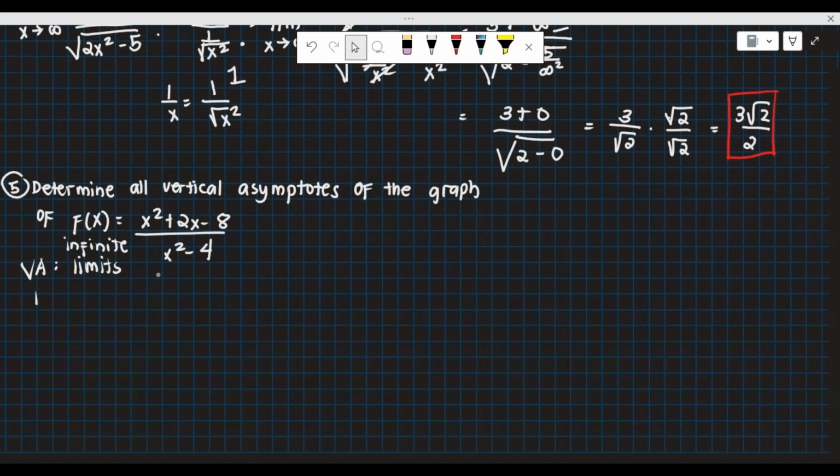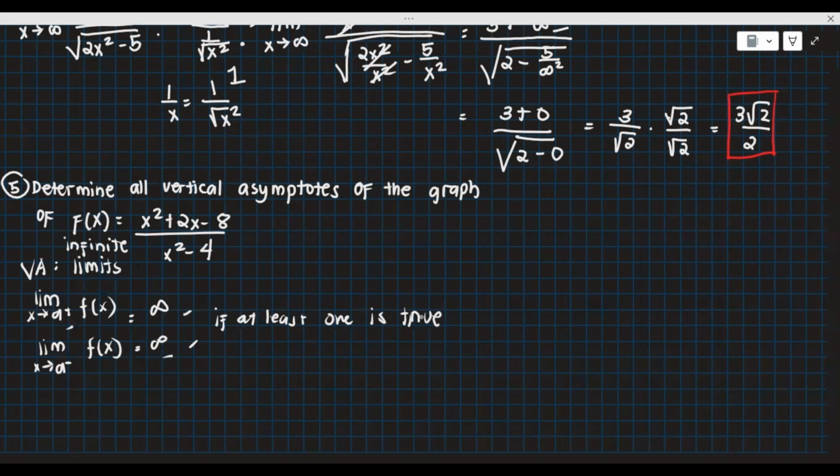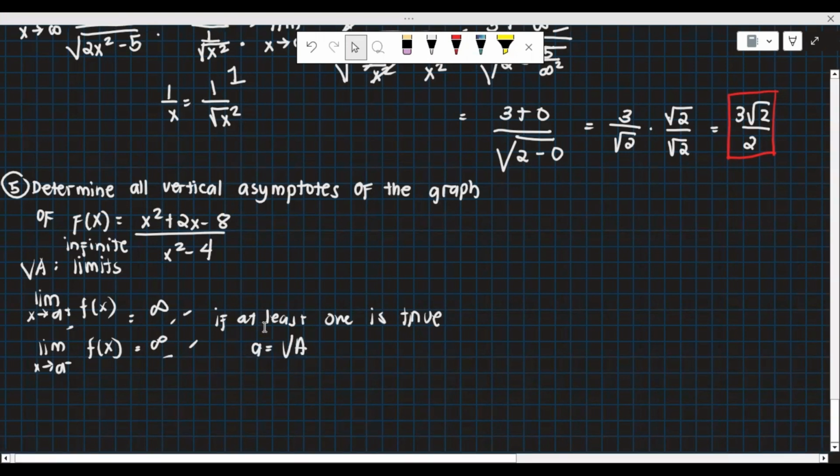So, when you say infinite limits, it has a limit of x approaching a certain number a from the right, or the limit of x approaching a certain number a from the left of a function, is equal to infinity. So it could be positive, it could be negative infinity. So if at least one of these is true, it doesn't matter if your limit as x approaches a certain value from the left isn't infinity, but when it approaches from the right, it's infinity. If at least one of those is true, then you have your a as your vertical asymptote. So that's the theorem of vertical asymptote and infinite limits.